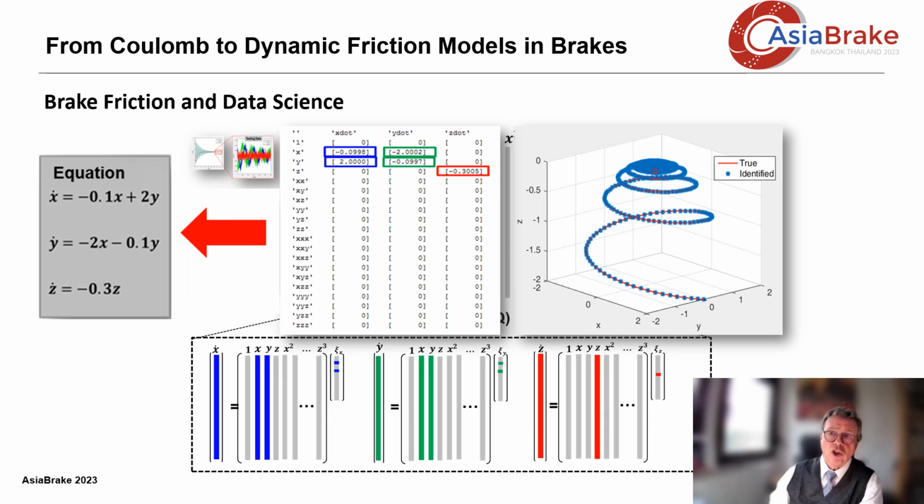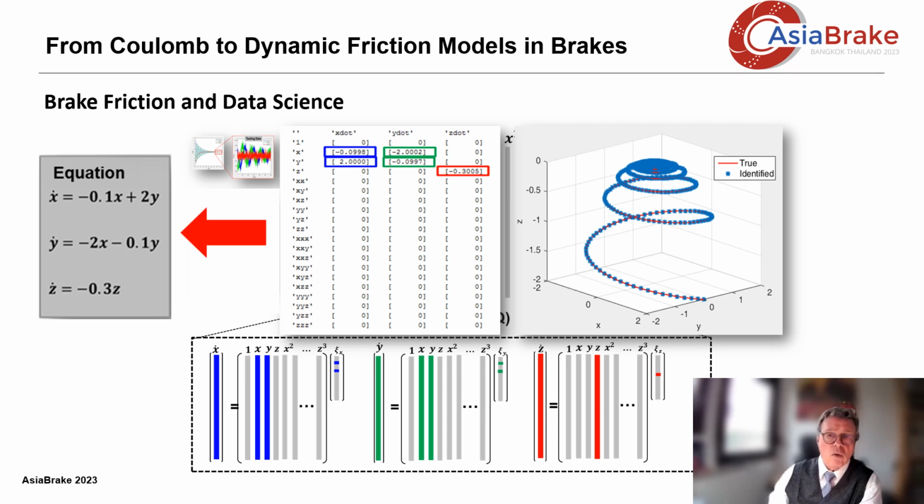Here you see the solution: xi x, xi y, and xi z. For xi x, you find only 2 entries. For x, minus 0.1, and for y, 2.0. This corresponds exactly to the initial equations for x dot. This is also true for the y dot and the z dot equations.